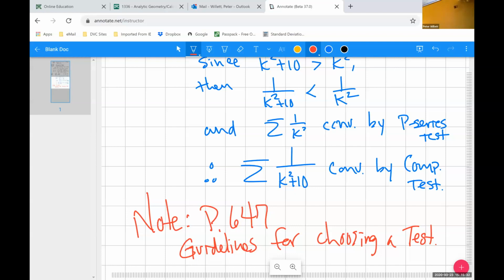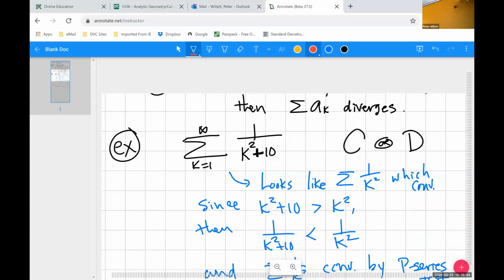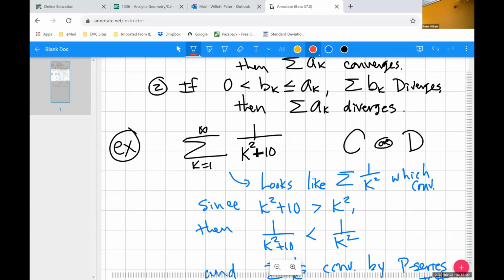So the big goal for these sections is that you can do C or D problems. You can determine convergent or divergent. For example, in this case, we determined that this was convergent because we compared it to 1 over k squared, which is also convergent, and these are lower numbered terms.